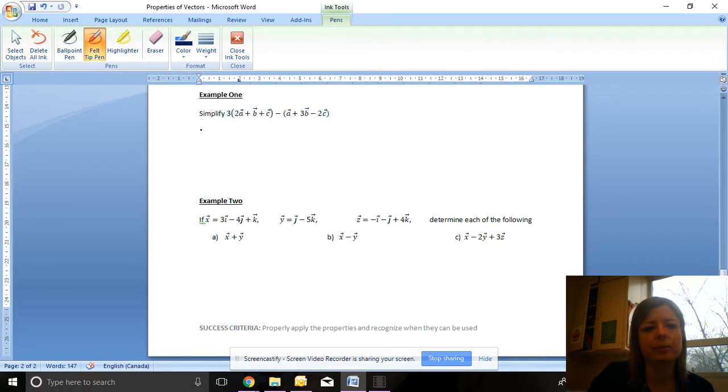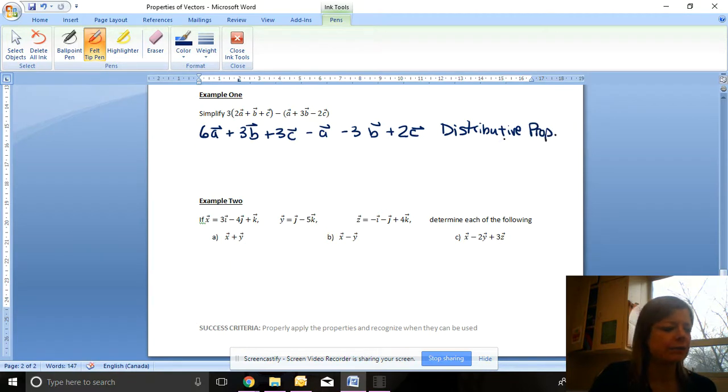So I want you to think of, while I'm doing this, and as you're writing it down, which of the laws am I actually completing right now? Okay, so that is actually the distributive property of addition.